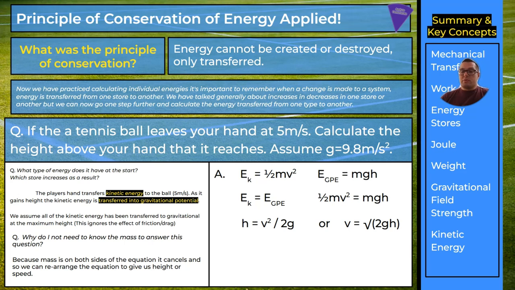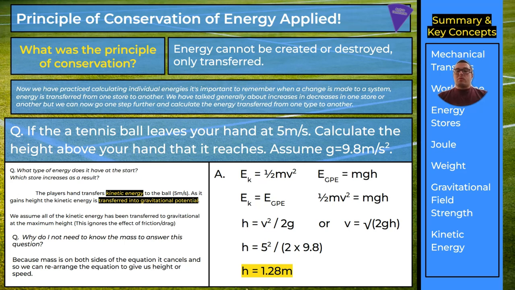Now you could just learn those two outcomes, they're not given to you on the data sheet, so worth just remembering. Or alternatively, you can understand the process and just work it out in situ in the exam. But if we put numbers into this, for example, we would get the answer of 1.28 meters.